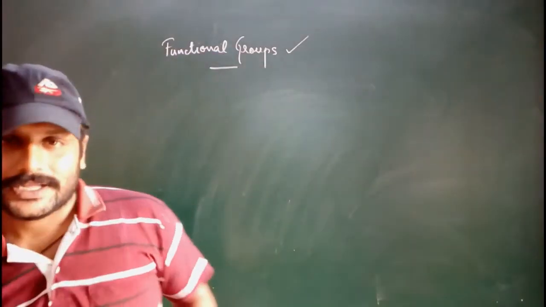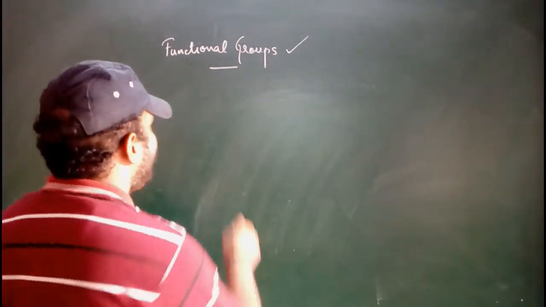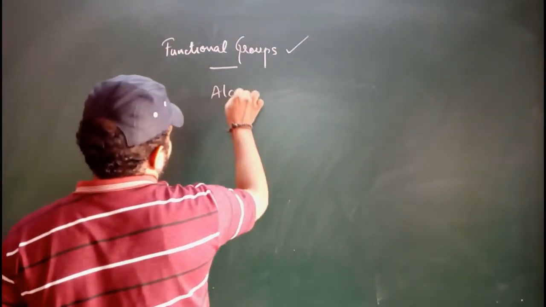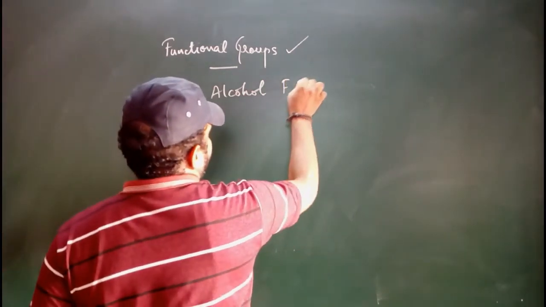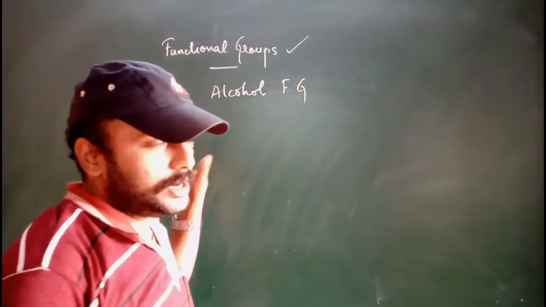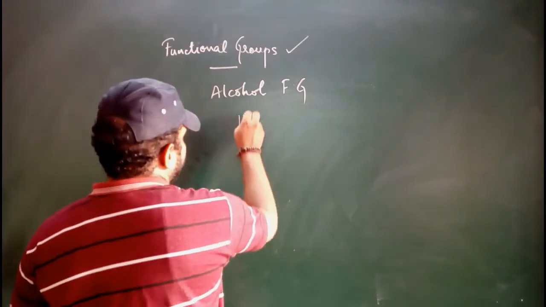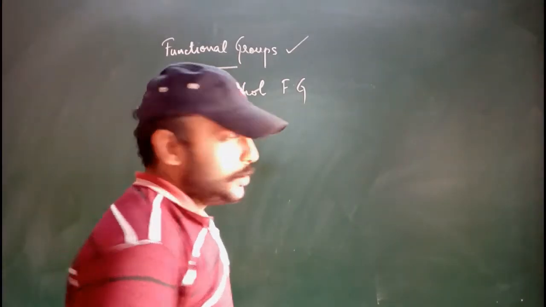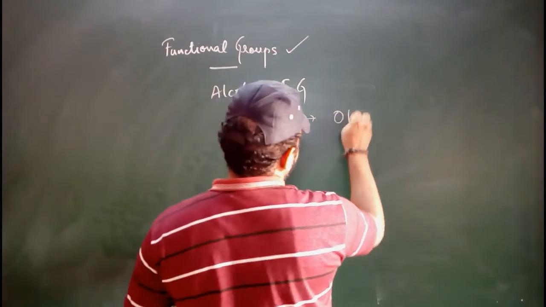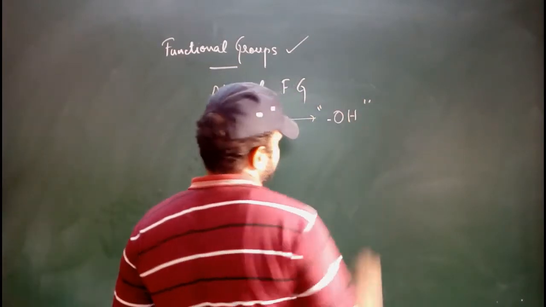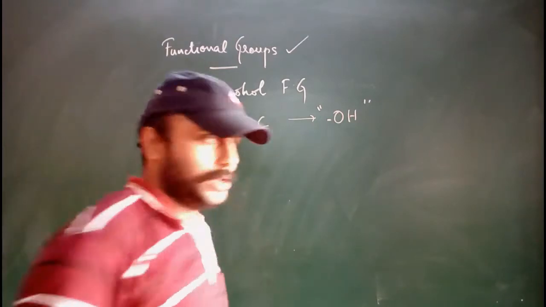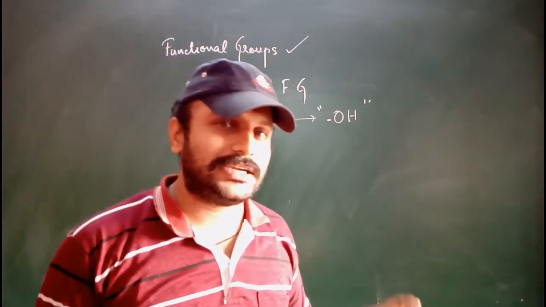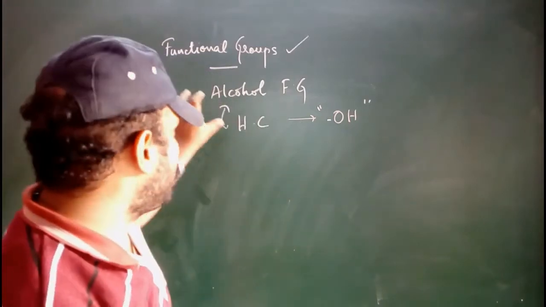First one over. Let's see the next one. Alcohol functional group. When you call it alcohol, it is a hydrocarbon which contains the OH functional group. A hydrocarbon compound which contains the OH functional group is called alcohol.